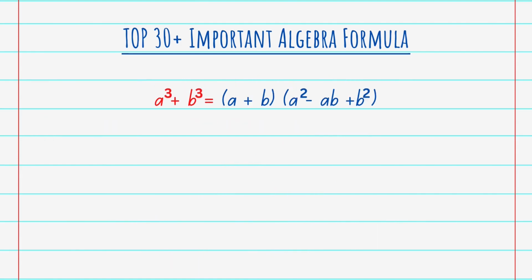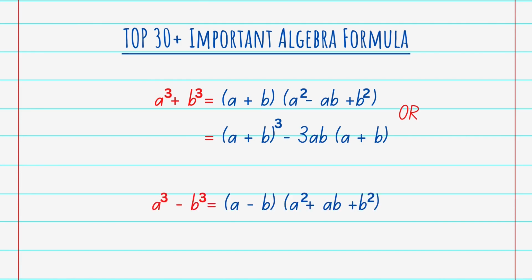Our next formula is a cube plus b cube, which is (a plus b) into (a square minus ab plus b square), or we can also write it down as (a plus b) whole cube minus 3ab into (a plus b). Next is a cube minus b cube, which is (a minus b) into (a square plus ab plus b square), or we can also write it down as (a minus b) whole cube plus 3ab into (a minus b). These are very important formulas to solve any equation in simple form. Remember them.